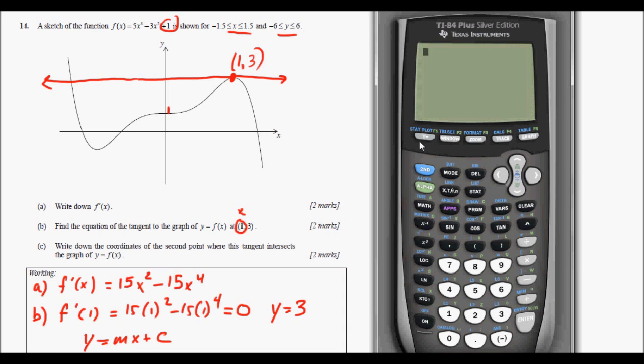So I'm at the home screen, I go to y equals. Now I entered in, you don't enter in the gradient function, you enter in the first function, okay? So 5x to the third minus 3x to the fifth plus 1. And then I also entered y equals 3 because I want to see where they cross.